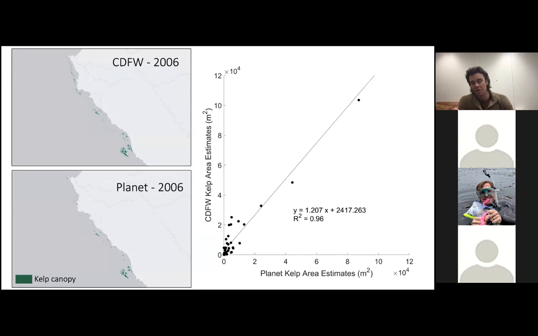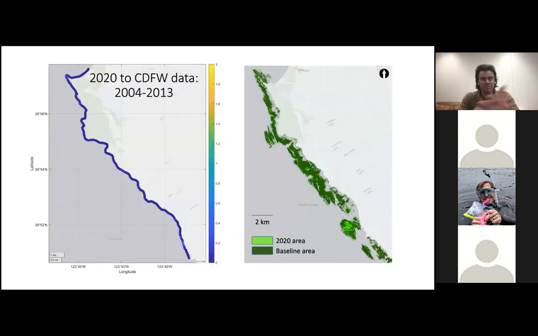We've compared our data to high resolution aerial surveys by California Department of Fish and Wildlife and found a strong matchup. This is just showing how low kelp canopy in the North Coast is in 2020 as compared to the period before the big heat wave here.